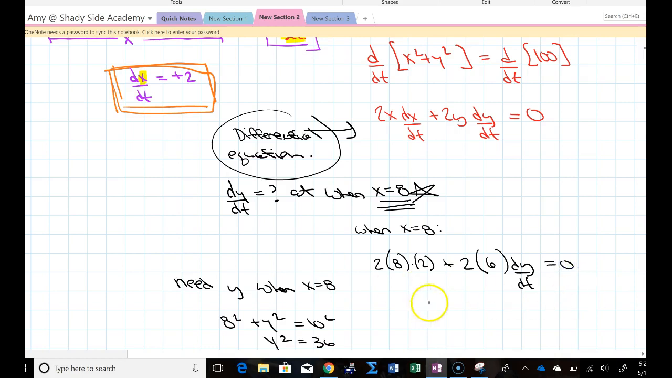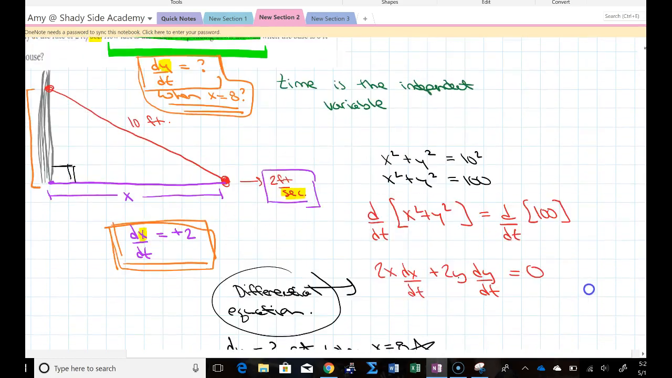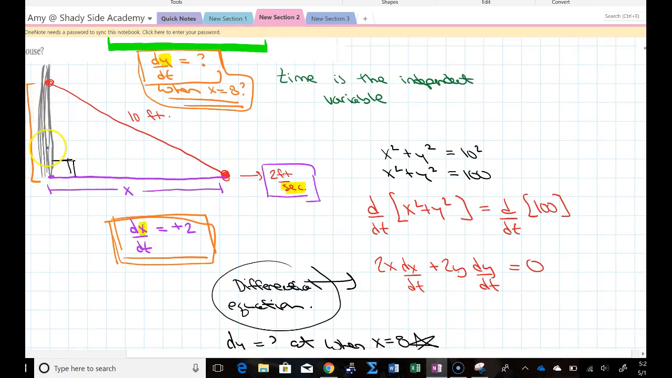Okay? Now I'm going to solve this for dy/dt. dy/dt equals negative 32 over 12, which equals negative 4. No, that's just downright offensive. Negative 8/3 feet per second. Okay, now this makes sense. First of all, the fact that dy/dt is negative, it better be if the ladder is going to be falling down the wall, right?